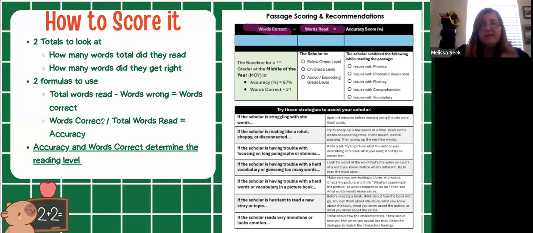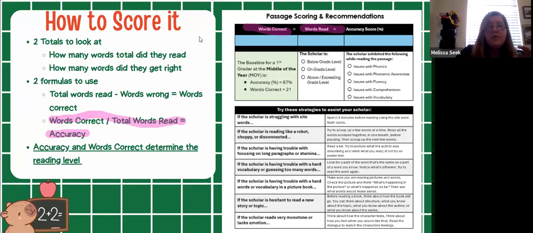To do that, we're going to have to do a little bit more division. Kind of like grading, you're going to take your words correct and divide it by your total words read, and that's going to give you that percentage. Way less math than CORE. Still a little bit of math, but not crazy.